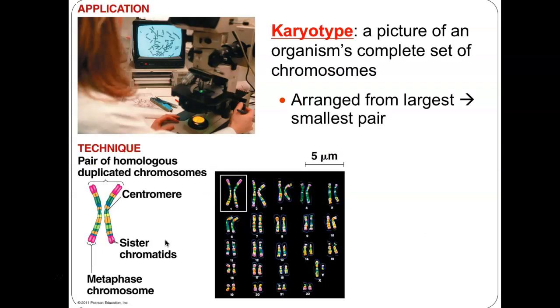All right, so let's talk a little bit about karyotypes. Karyotypes are a picture of a complete set of chromosomes arranged from the largest to the smallest pair. So I want to start throwing around some vocab words that you've learned.